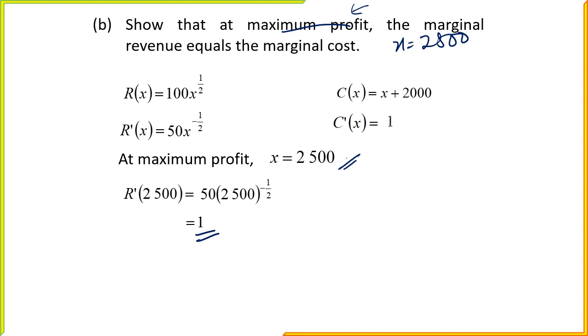So even though we didn't substitute the value of x into the marginal cost function, we will still get 1. So r prime x is equal to c prime x. The marginal revenue is equal to the marginal cost, which is equal to 1. So we can say that it is the same.